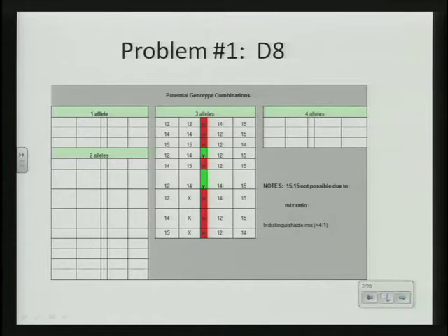So one of those should be 14-14 and 12-15. Yeah, that's the second row. Yeah, it's a no. Why is it a no?